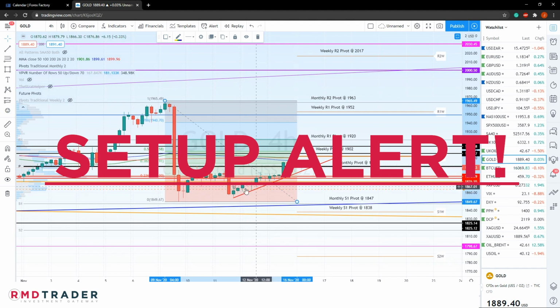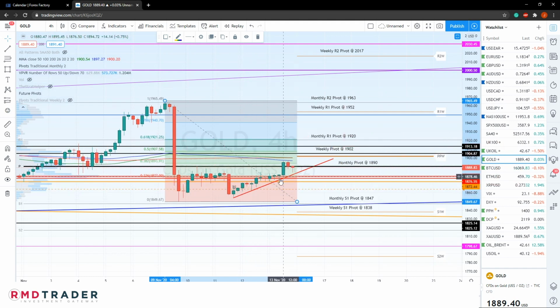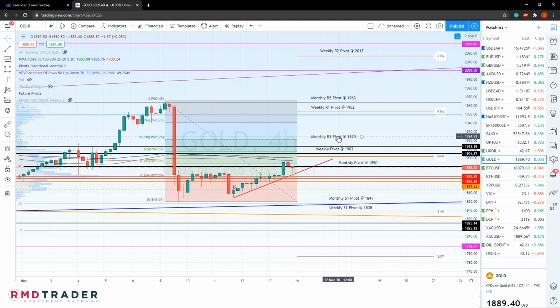In this recovery process, we now also have this lower diagonal support line, and if price could get back above this resistance at 1,902, that could perhaps see a stronger recovery towards the 61.8 Fibonacci level, which also coincides with the monthly R1 pivot at 1,920.